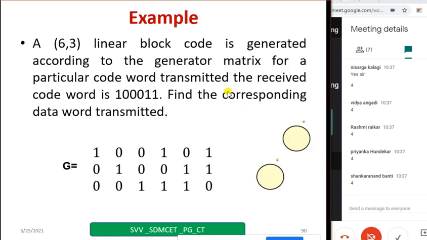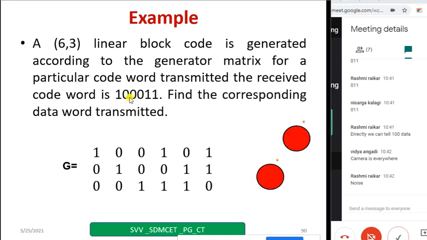Take another example. A (6,3) linear block code is generated according to the generator matrix. Just copy it down.